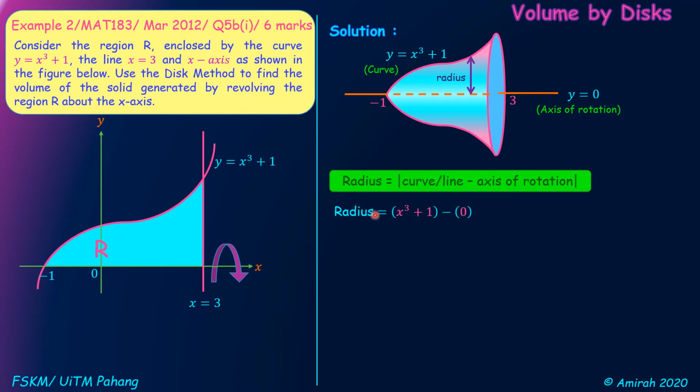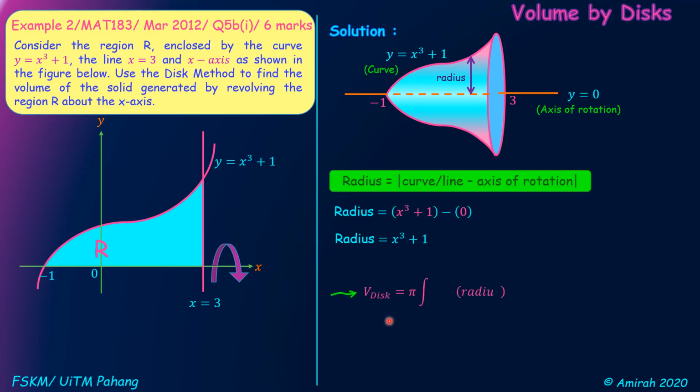Then radius equals the modulus of x cubed plus 1 minus the axis of rotation, which is 0. Note that we write y as the subject so that we can subtract. From here, the curve or line we replace by x cubed plus 1, and the axis of rotation we replace by 0. Then we substitute here, and after we simplify, we get radius equals x cubed plus 1.